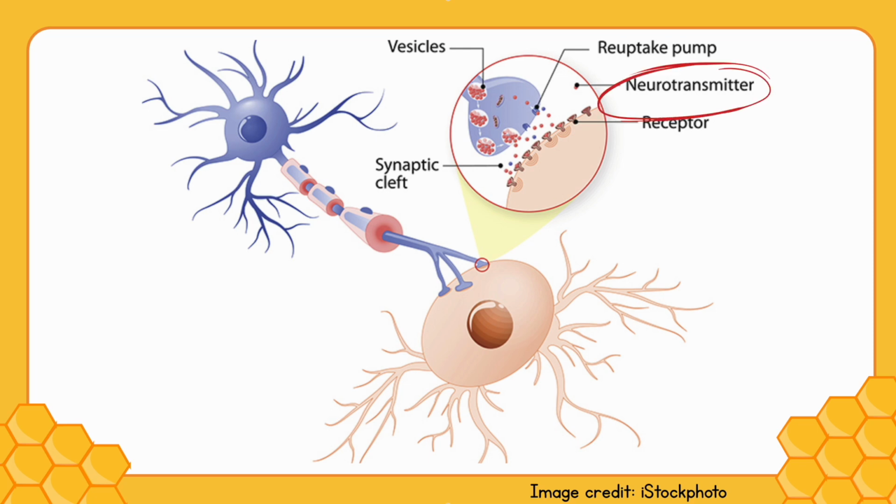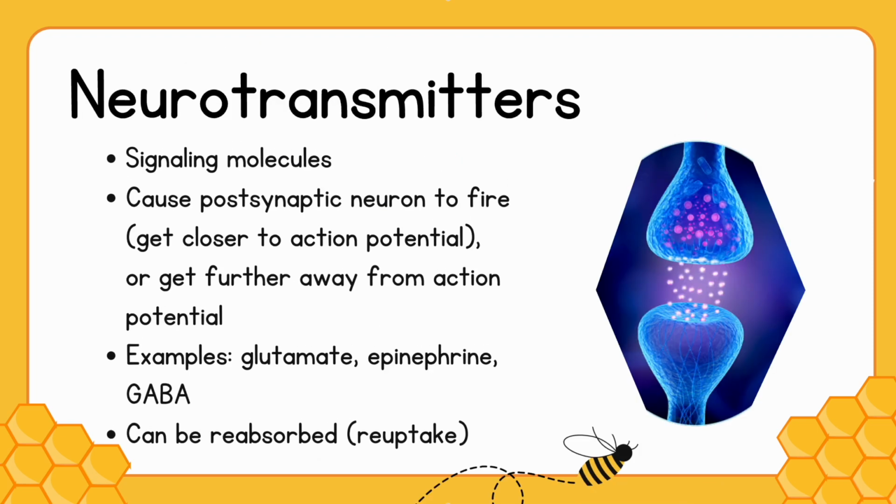So zooming in, let's look at neurotransmitters specifically, which are, again, signaling molecules that can cause the postsynaptic, or the receiving neuron, to fire an action potential, or to get further away from an action potential. So it can either excite or inhibit the receiving neuron. Examples of neurotransmitters include glutamate, epinephrine, GABA, acetylcholine, and so on. They can also be reabsorbed by neighboring neurons to make sure that they don't continue to excite or inhibit after their work has been finished, and that is called reuptake.